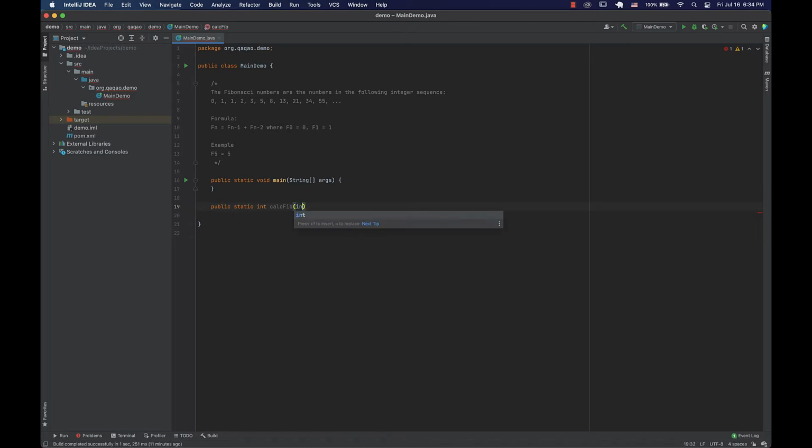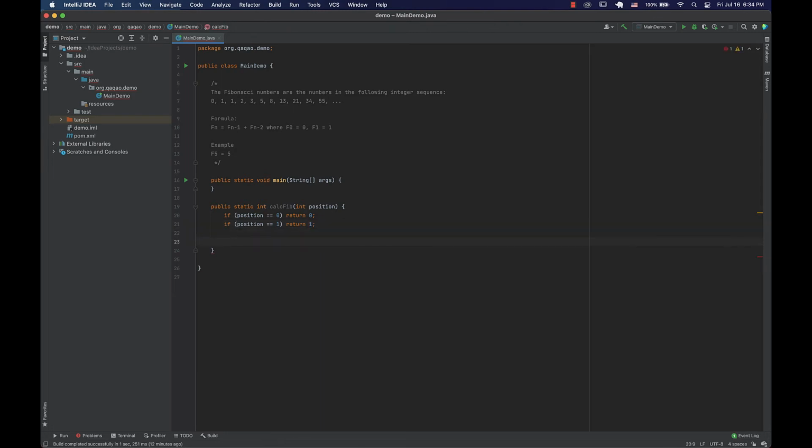Let's take the position as a parameter, and first rule of recursion is to specify the breaking point, or a default return value. So we say if position equals 0, we return 0. Now if position equals 1, again we return 1. So our default values are specified.